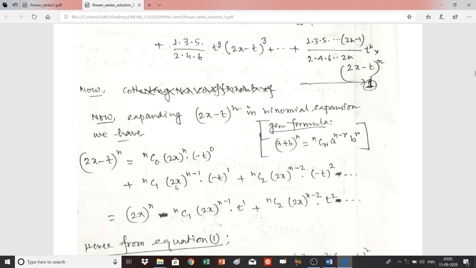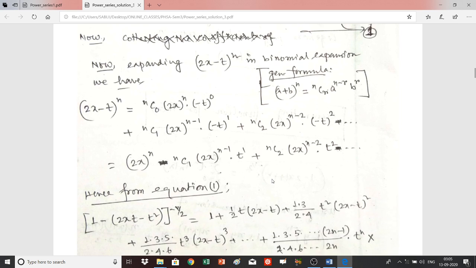So you write here 2x into n minus 1 into t, b is equal to minus t to the power r. r is 1 here, so minus 1 minus t to the power 1. And the very next term will be plus, in this case we have r is equal to 2, so n c 2, and a is 2x to the power n minus 2 into minus t, as b is minus t to the power r, meaning here r is equal to 2, minus other terms.